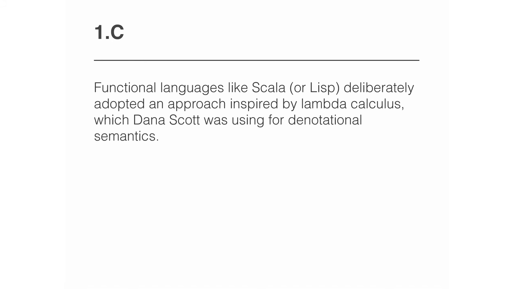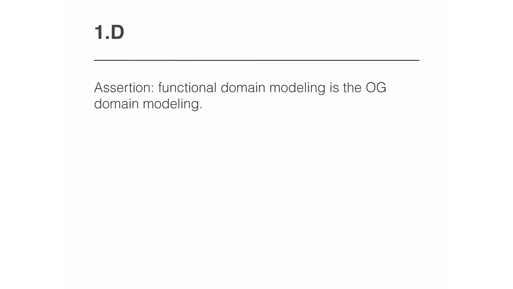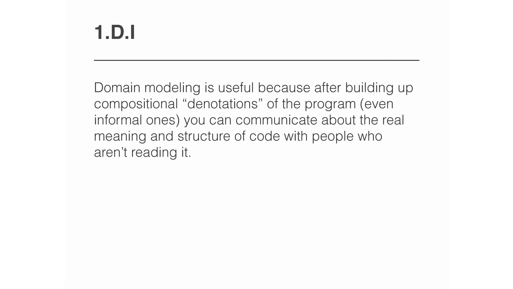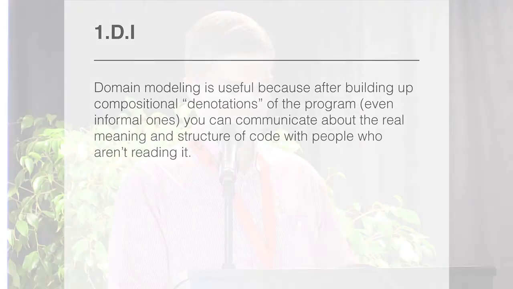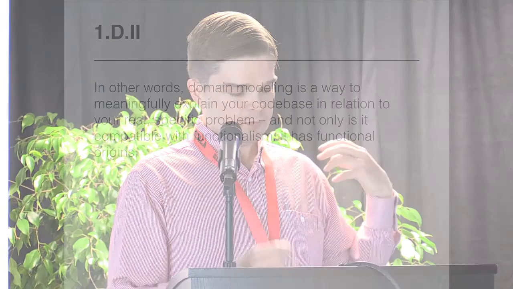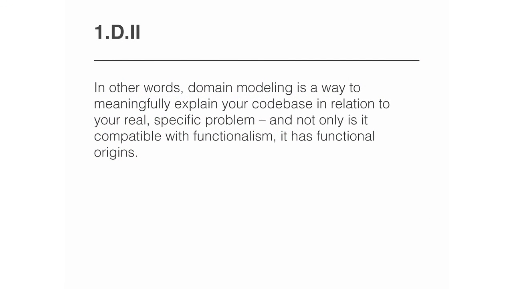The reason I think I can back up this idea is that functional languages like Scala or Lisp were deliberately inspired by, or are associated with, approaches like lambda calculus, which is also being used for denotational semantics. So my assertion is that functional domain modeling is actually the OG domain modeling. There's every reason to believe that domain modeling is useful because of this compositional approach, and it allows you to communicate about the real world, and also helps you meaningfully explain your code base in relation to your specific problem. Not only is it compatible with functionalism, it actually has functional origins. It's not a coincidence that as we're trying to make code more comprehensible, we take functional approaches.